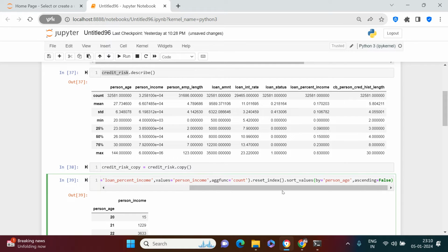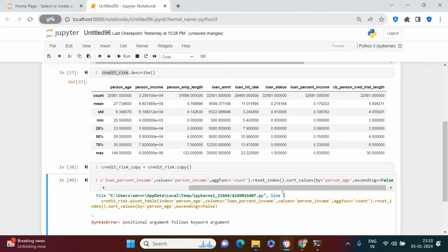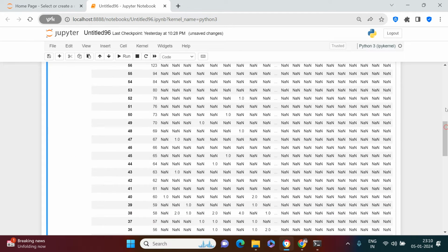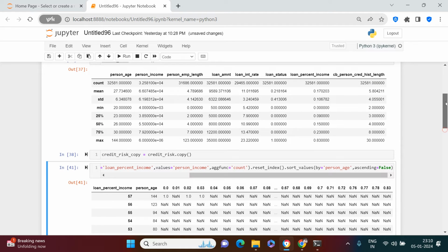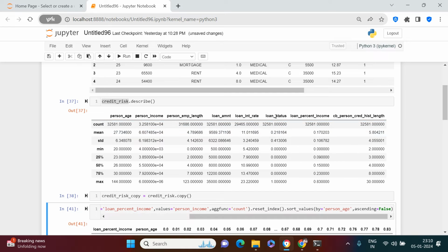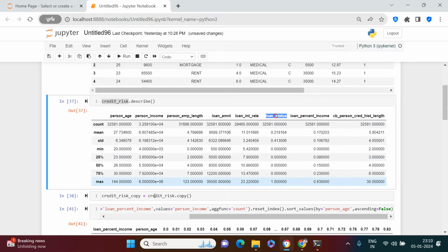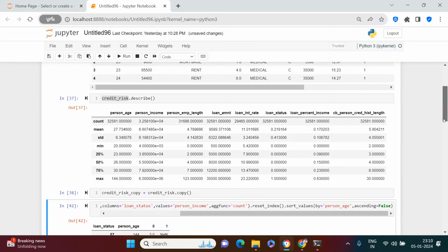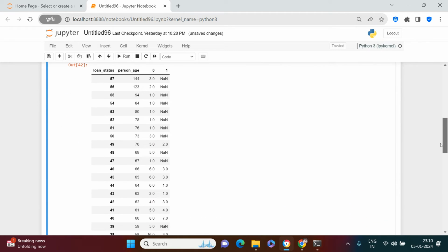Now I'm confused whether it should be a single equals or double equals. It should be a single equals. I just get confused sometimes. Okay, loan percent income, I should not use loan percent income, rather I should use loan status, whether it's a defaulter or non-defaulter. That was an incorrect thing which I did. Now let's see this part.